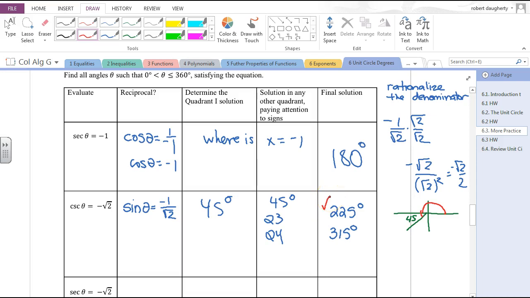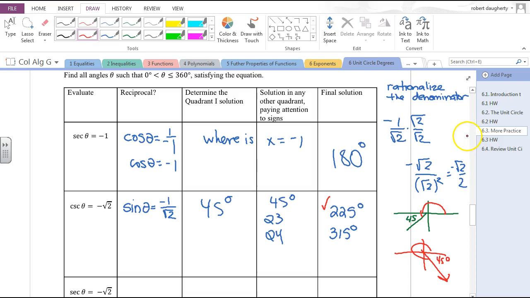That's 225. To find the 315-degree angle, you did something like this. If that's 45 degrees, so you were 45 degrees shy of getting to 360. 360 minus 45 is 315. Okay?